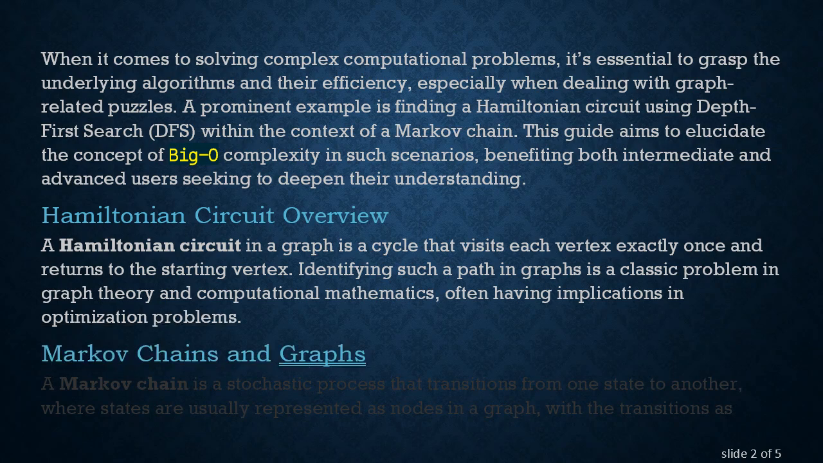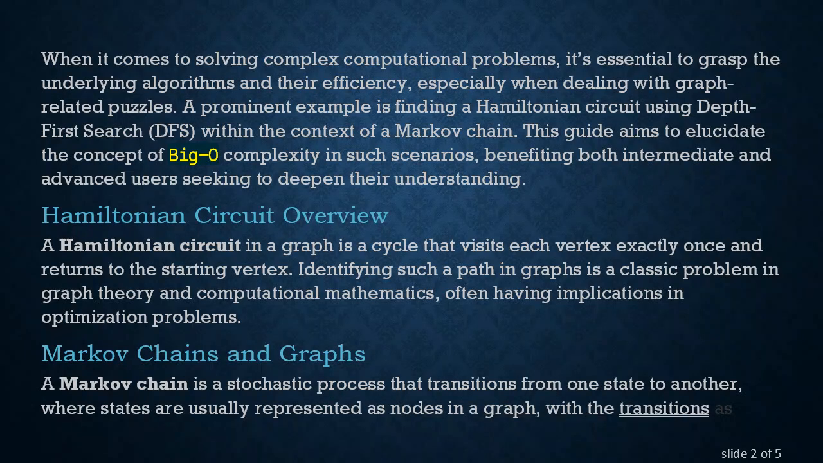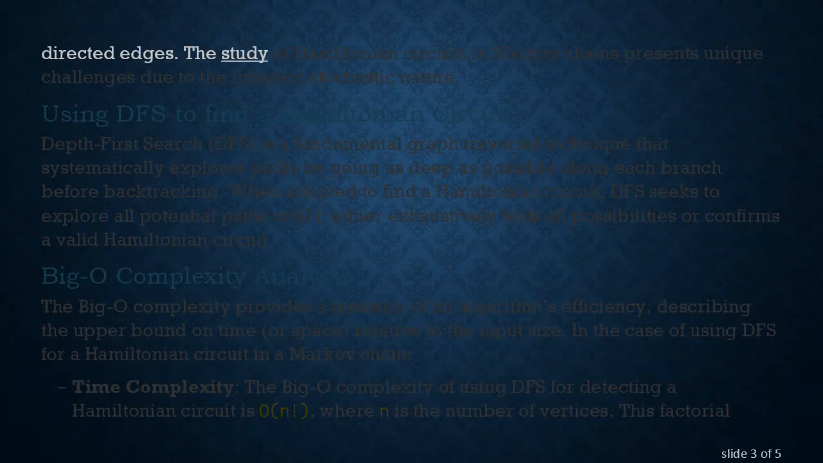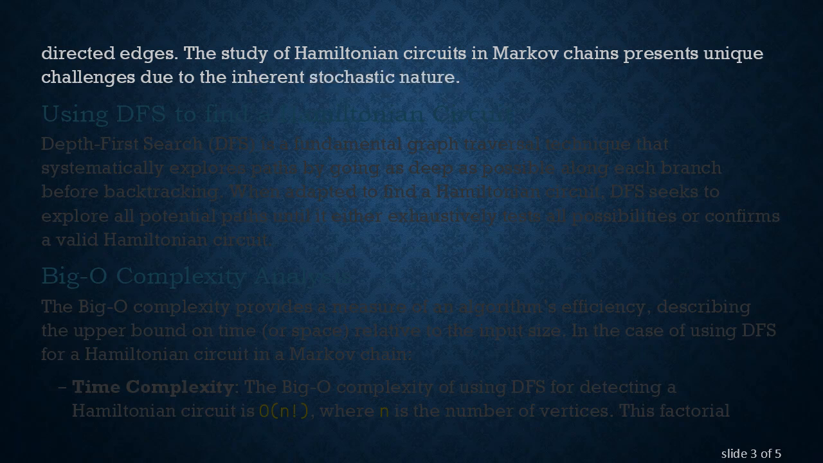Markov chains and graphs. A Markov chain is a stochastic process that transitions from one state to another, where states are usually represented as nodes in a graph, with the transitions as directed edges. The study of Hamiltonian circuits in Markov chains presents unique challenges due to the inherent stochastic nature.